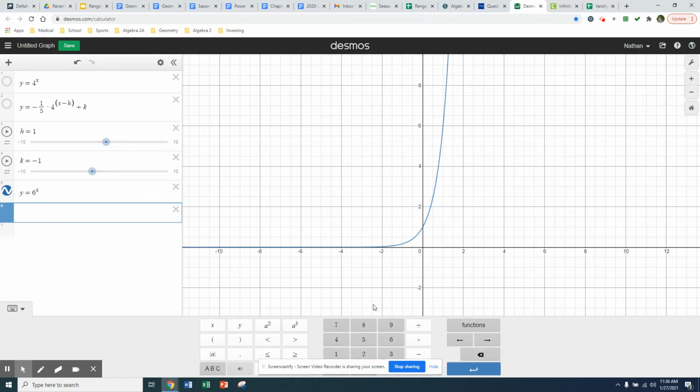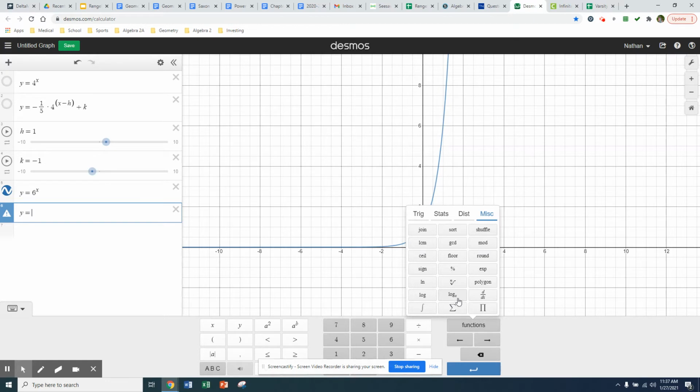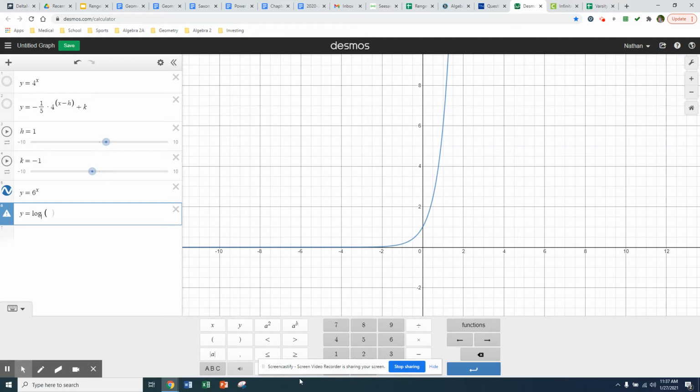Second thing you could do is you could actually graph a logarithm on Desmos. So if you hit y equals, then you go to functions, miscellaneous, and you head down to the second row from the bottom. We got log, and then there's a little a there. It's kind of hard to see, but you hit log a, and then you'll be able to put in your base 6, and then in the parentheses you'll put your x, and then if there was any type of h value or k value, you could put that in with the x in there. But there again, there would be our log function.